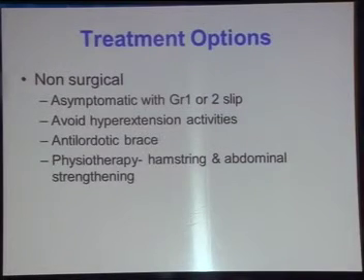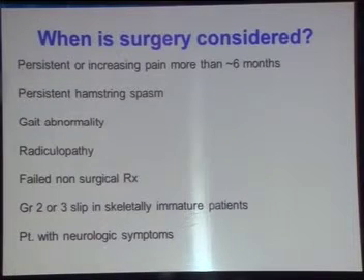So the treatment options: we rarely offer surgery for asymptomatic grade 1 or 2 low dysplastic variety of listhesis. But when they present to you, you can give an anti-lordotic brace, physical therapy, hamstring and abdominal muscle strengthening, and avoid hyperextension exercises.